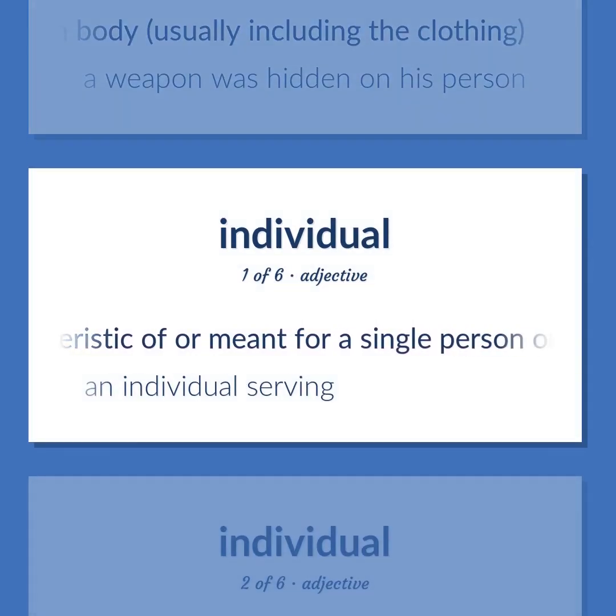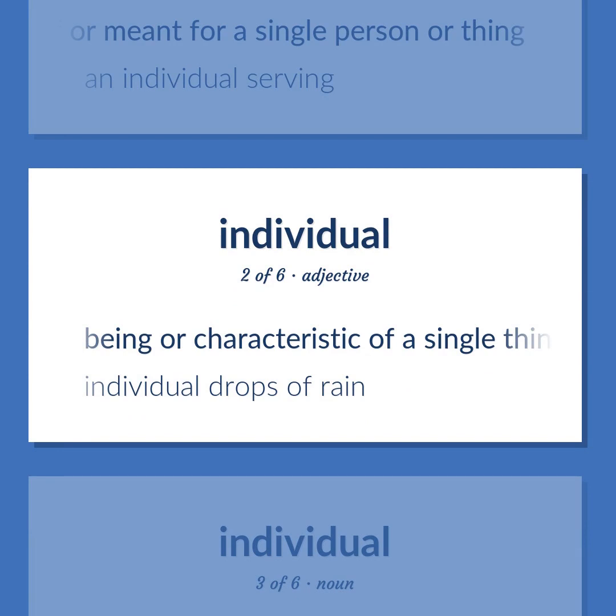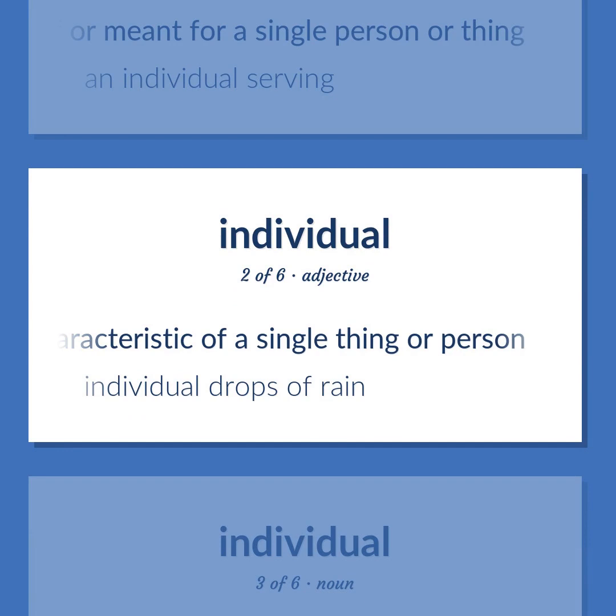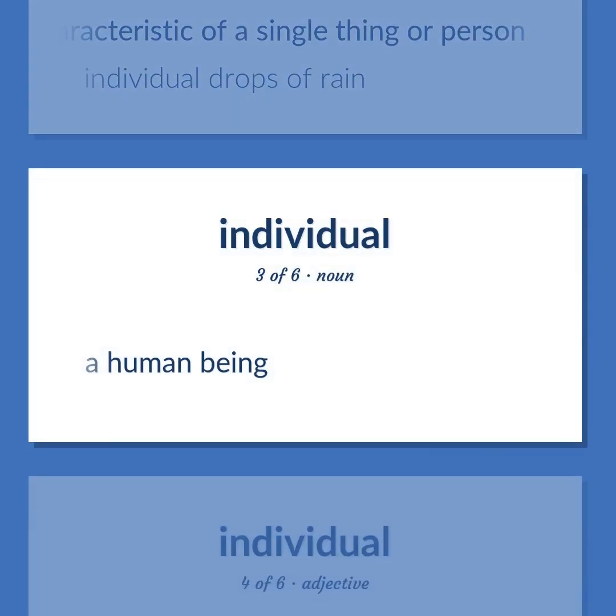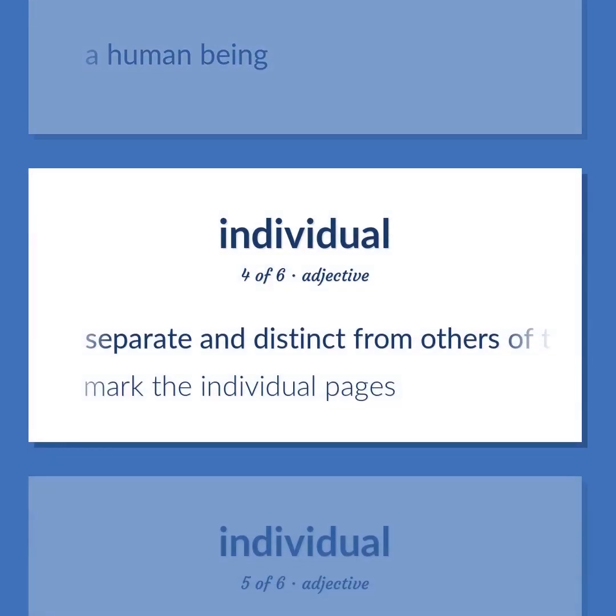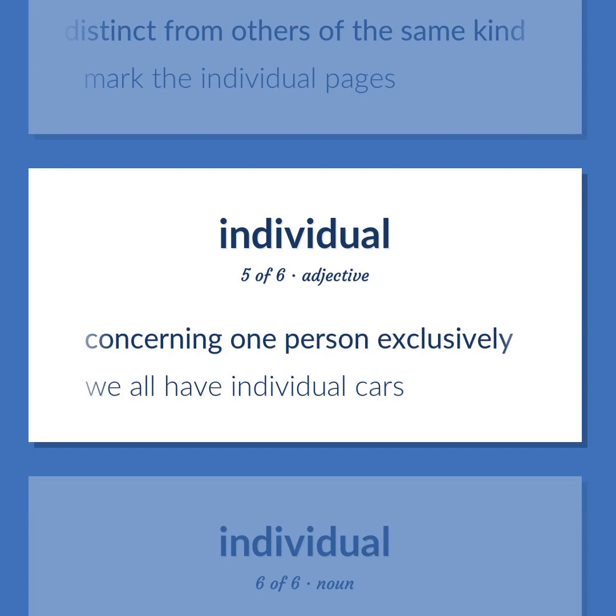Characteristic of or meant for a single person or thing. An individual serving. Being or characteristic of a single thing or person. Individual drops of rain. A human being. Separate and distinct from others of the same kind. Mark the individual pages. Concerning one person exclusively. We all have individual cars.